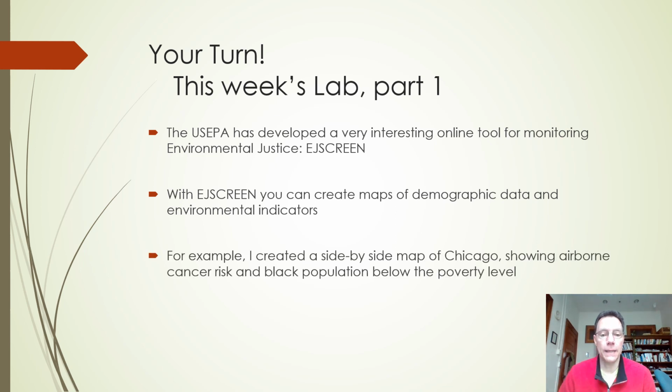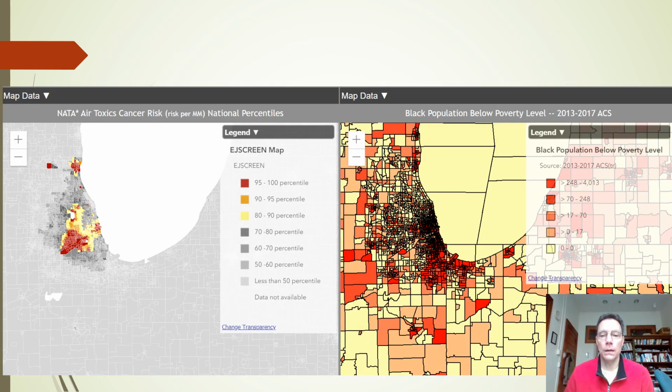So just as a quick example, I played around with it myself and I created a side-by-side map of Chicago, looking at airborne cancer risk and Black population below the poverty level. On the left there, it shows air toxic cancer risk, and on the right, it shows Black population below the poverty level. So you can tell there's not a perfect overlay, right?